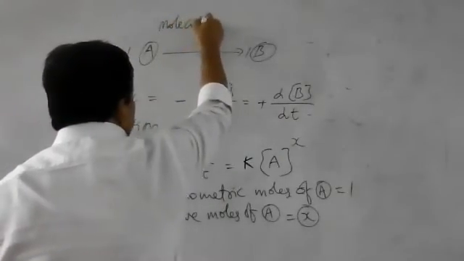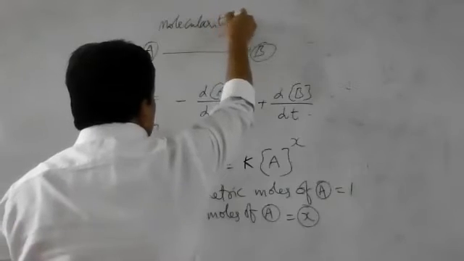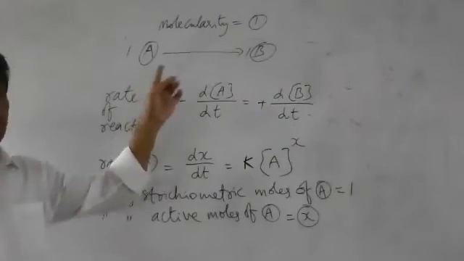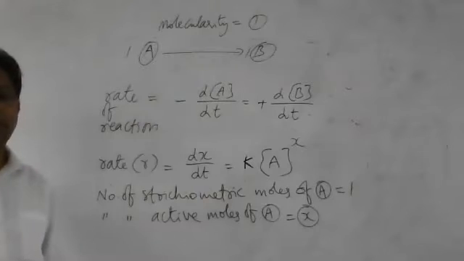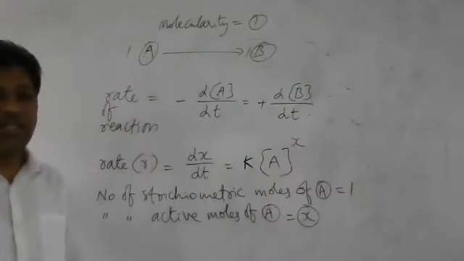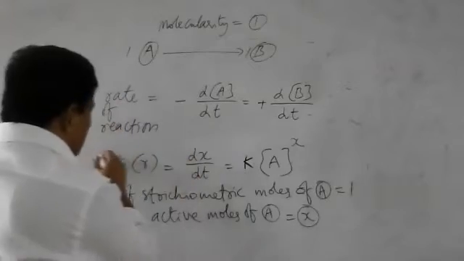Molecularity of this reaction is 1. By looking at the balanced equation, we can directly say the molecularity value. But what is the order of this reaction? The order is X. And this expression is there now.